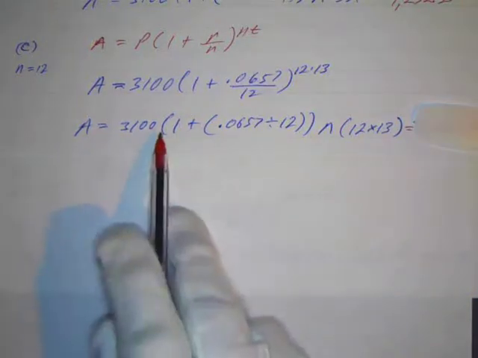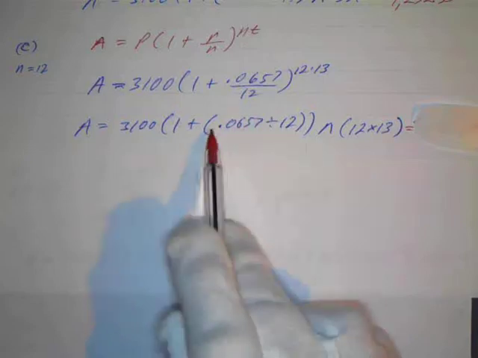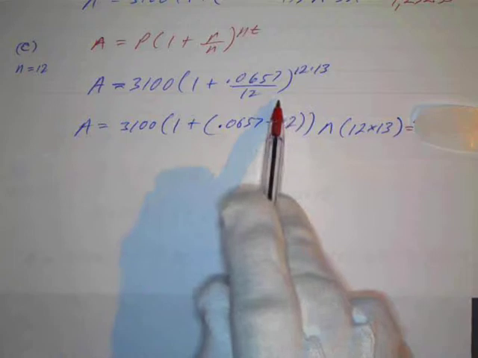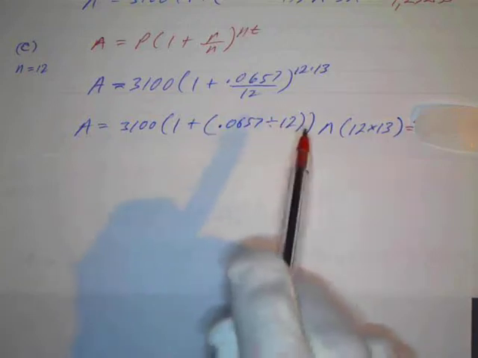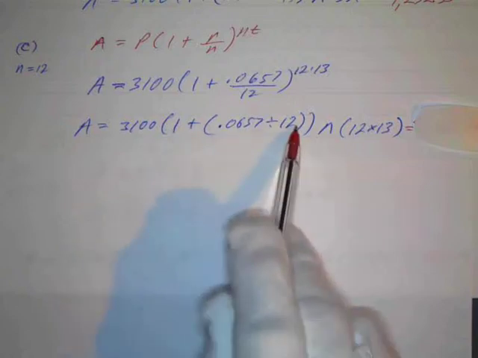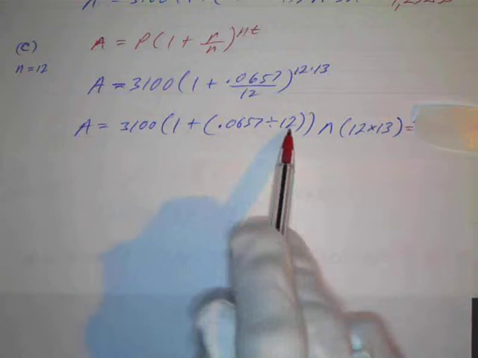$3,100 parentheses 1 plus, and this is going to be the 0.0657 divided by 12. Now that's got to be in a parentheses, because whenever we have a fraction, we've got to put it in a parentheses. If you didn't have the parentheses here, what your calculator would do is add these and then divide the whole thing by 12. So we have to make sure that we have parentheses around the fraction.